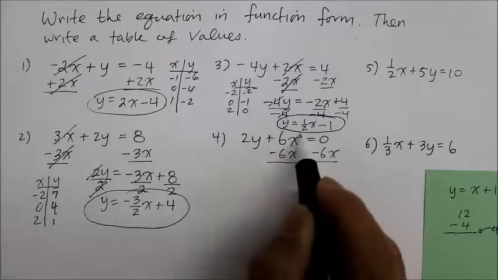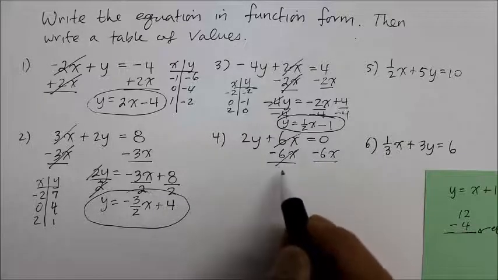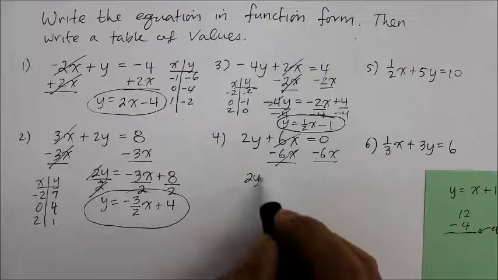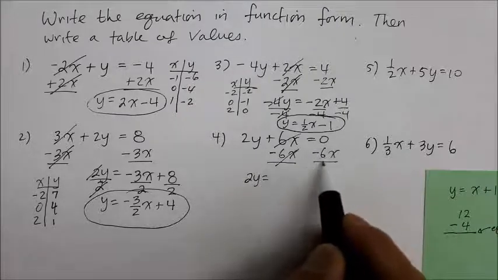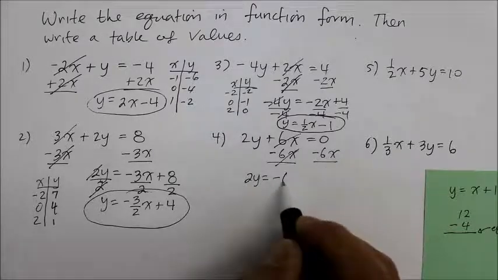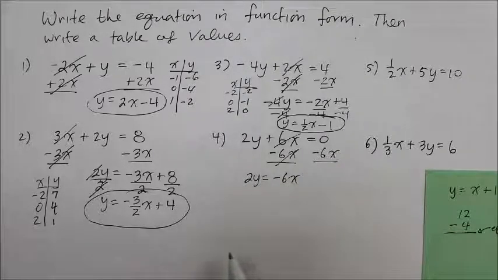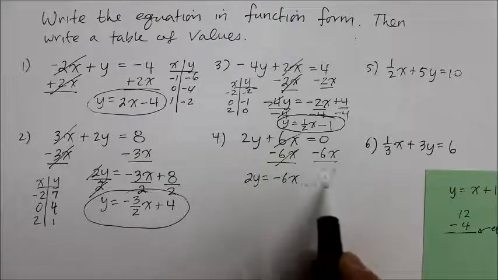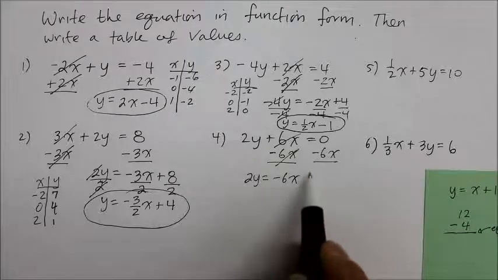So in this case, 6x minus 6x on the left side cancels out. So you got 2y is equal to 0 minus 6x. It's even easier than that. It's just negative 6x. But there's no number here. It's okay. Sometimes there isn't any.